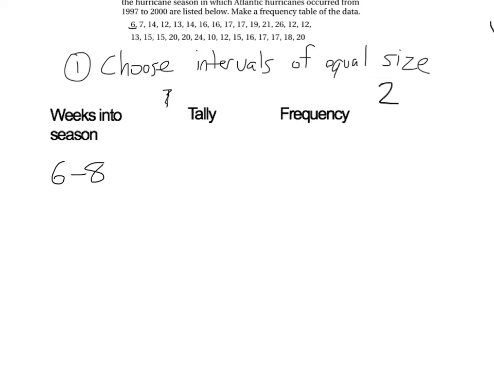Well, there's a 6 right there. Okay, so in the tally column, I'm just going to mark a little 1. Now let's keep looking for anything between 6 and 8. So there's a 7. We have another. Awesome.